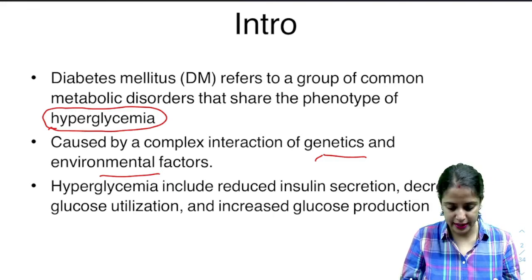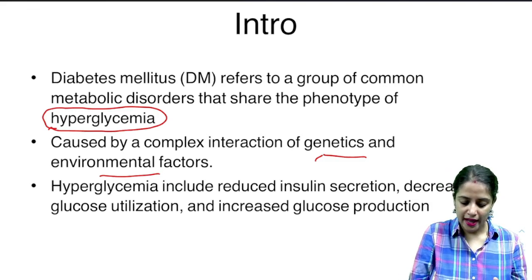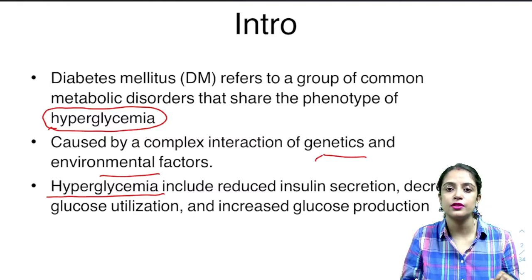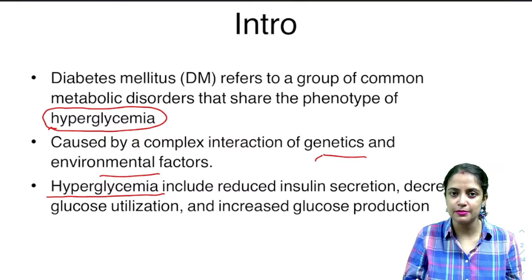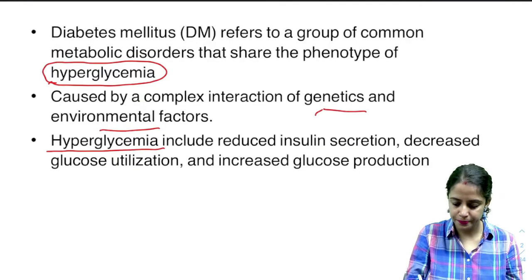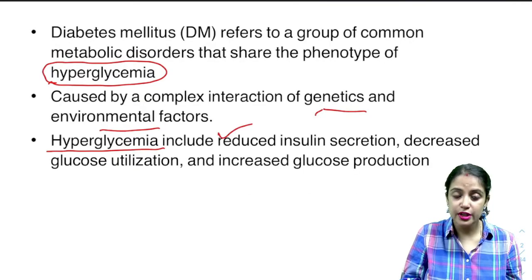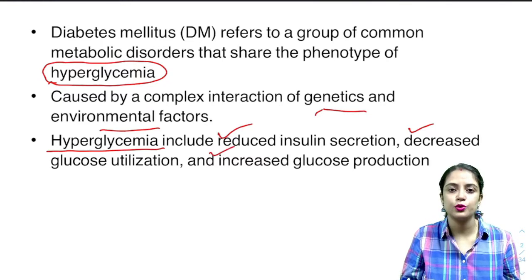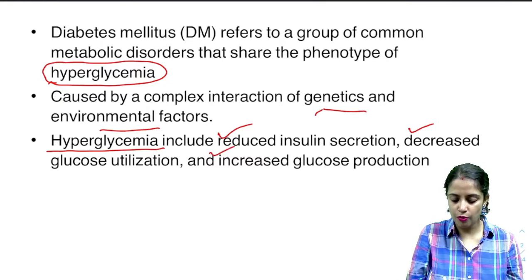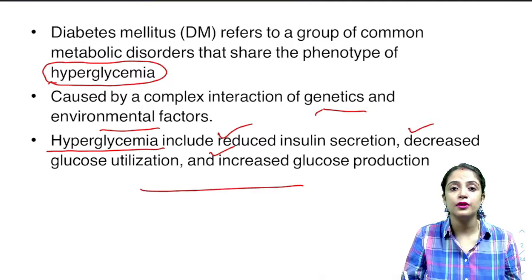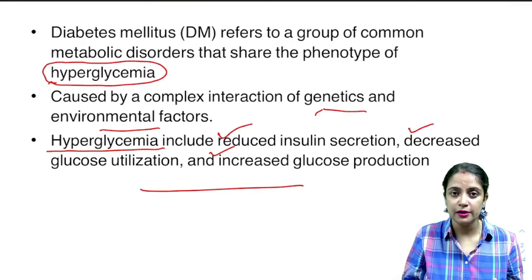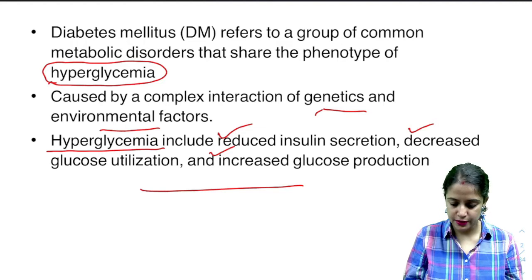which ultimately results in the development of diabetes mellitus. Why hyperglycemia? What are the reasons for developing hyperglycemia? It may be as a result of reduced insulin secretion, decreased glucose utilization, and increased glucose production. So these are the causes of hyperglycemia, which is the common phenotype for diabetes mellitus patients.